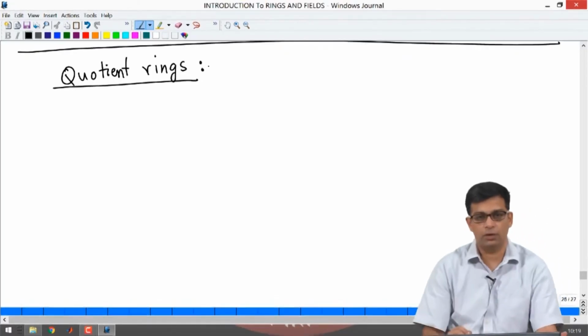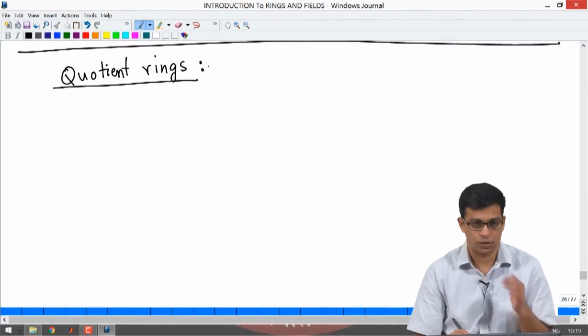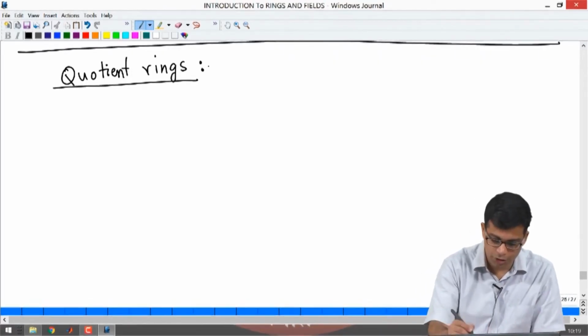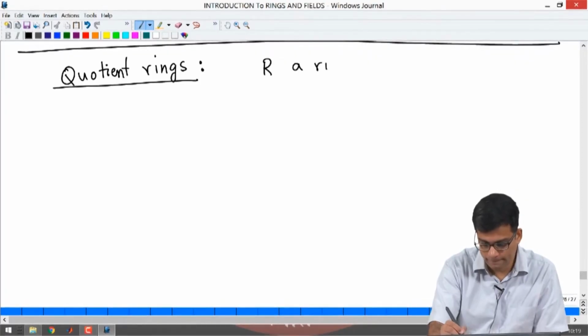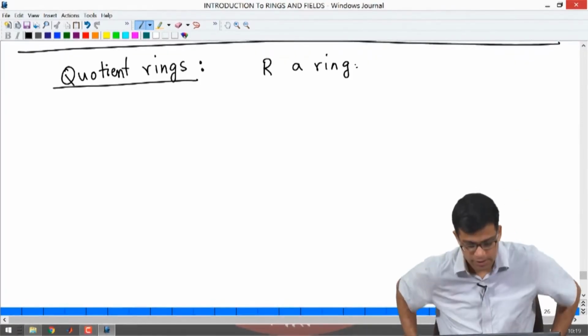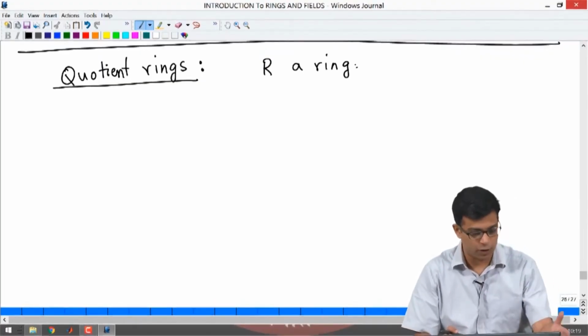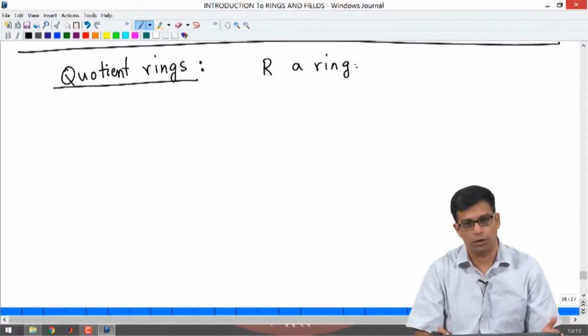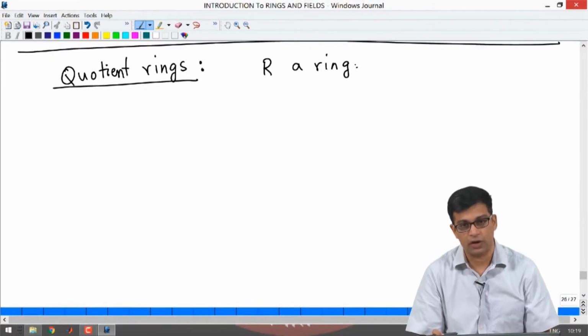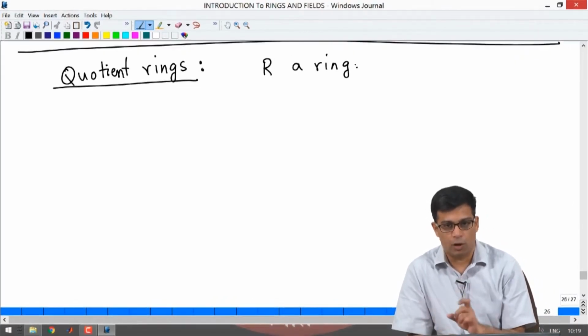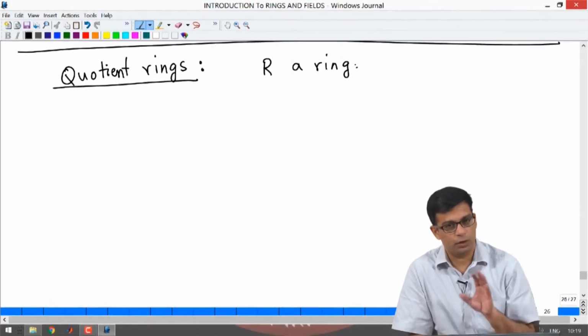This is very similar to the notion of quotient groups that you have studied in group theory course. So, what are quotient rings? Here I take a ring R. Before I start this, let me give you a quick recap of how we define quotient groups. In the case of groups we have a group G and a normal subgroup H, and then we give a group structure to the set of left cosets of H in G, called G mod H. In order to give a group structure to that we needed H to be normal.